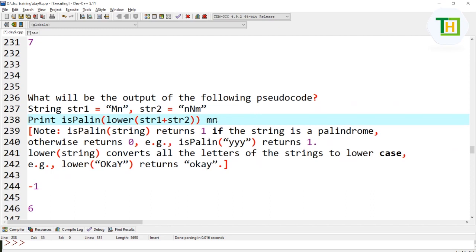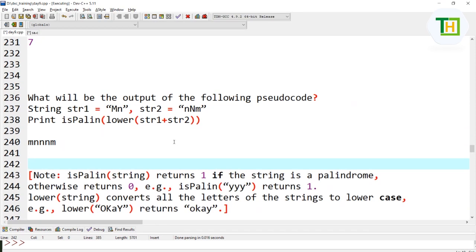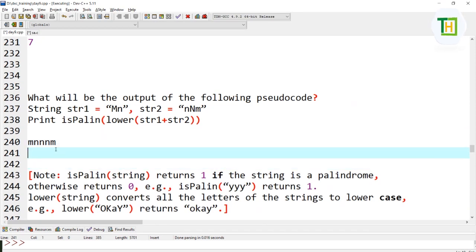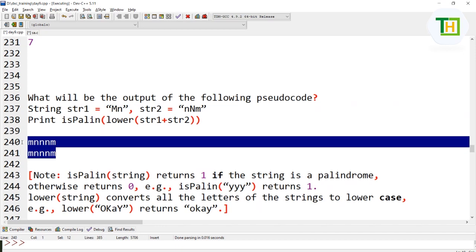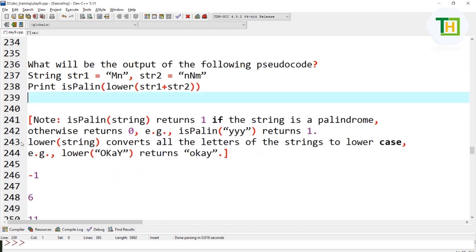Mn, then m. This is the string it is going to be converted to. Is this a palindrome? Palindrome means if I reverse it, m, n, m. If you observe here, are both the same or not? Yes. If both are the same, that means it is a palindrome.